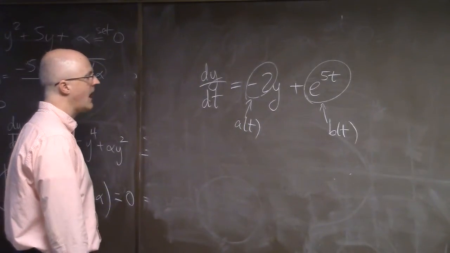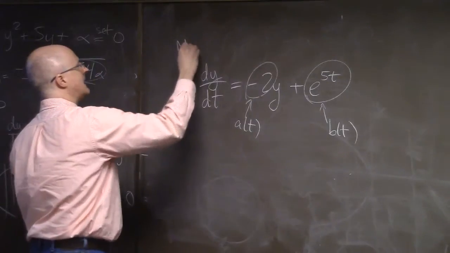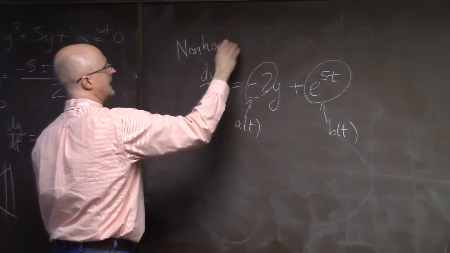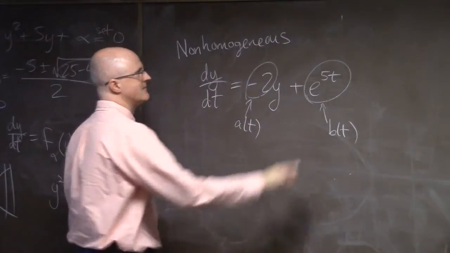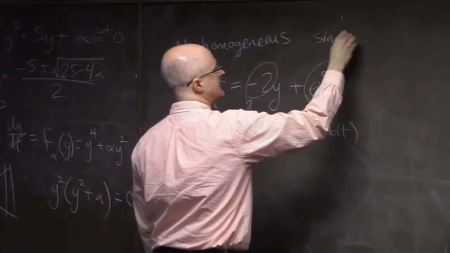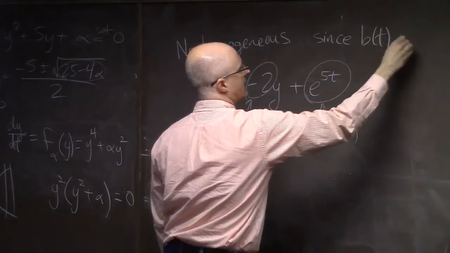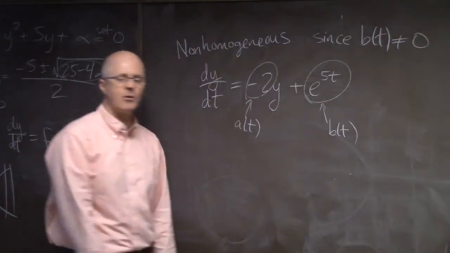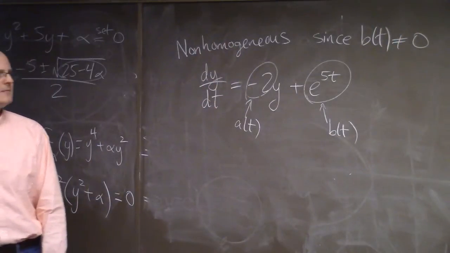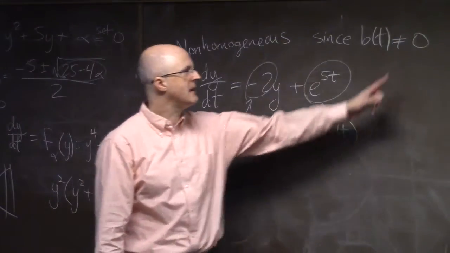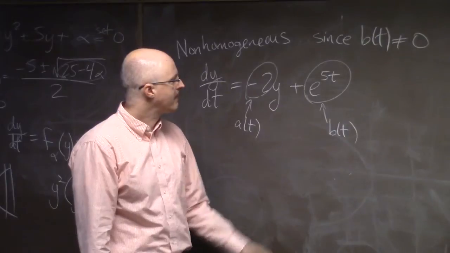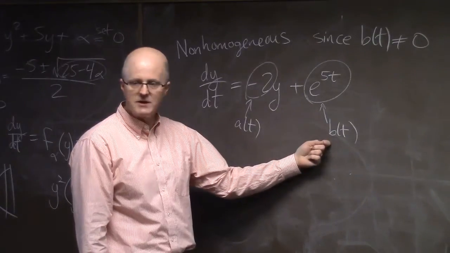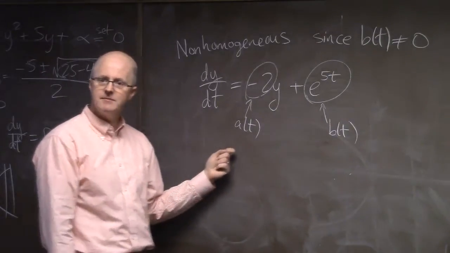It's also called non-homogeneous since b of t is not the zero function. If b of t were the zero function, I don't mean the number zero, I mean the zero function. It's not the zero function. If it were zero, it would be called the homogeneous equation.